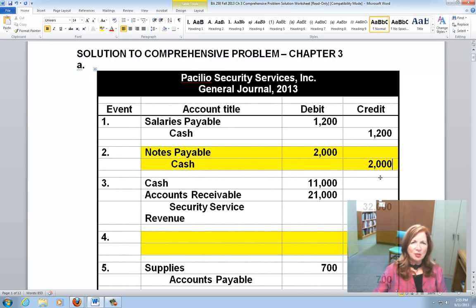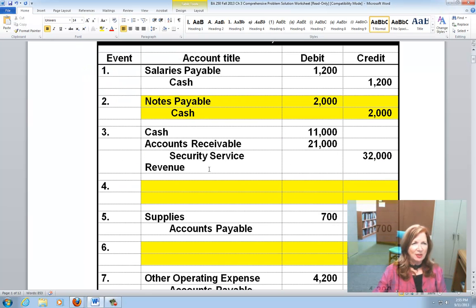So you're going to do this for each transaction. You're going to look at these and enter the transaction. So for number 4, on May 1, paid, so cash is going down. Cash is an asset, so I'm going to credit cash, $3,000 for 12 months rent in advance. So I'm going to have a prepaid rent for 12 months.